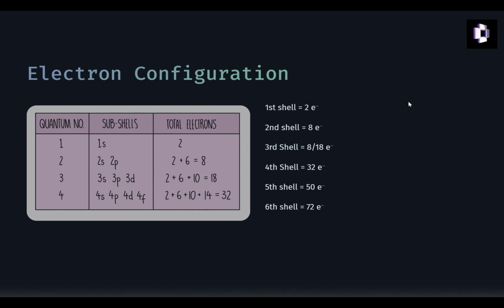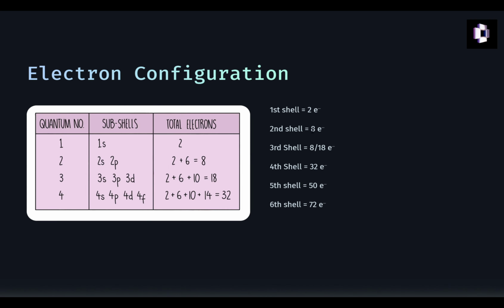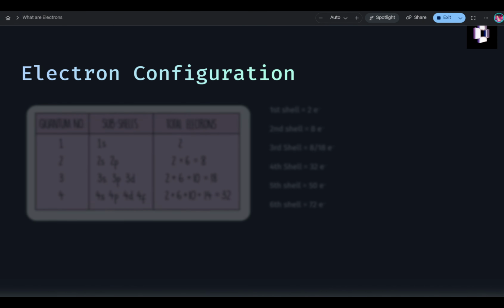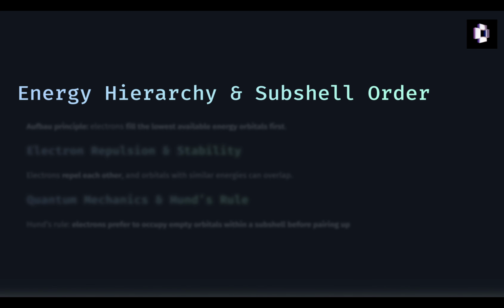In the first shell we have 2 electrons. On the second shell we have 8 electrons. On the third shell we have 18 electrons. Fourth shell, 32 electrons. Fifth shell is 50 electrons, and the sixth shell is 72, based off the 2n squared rule. Now, there are some restraints that stop the electron shell from reaching its maximum capacity.